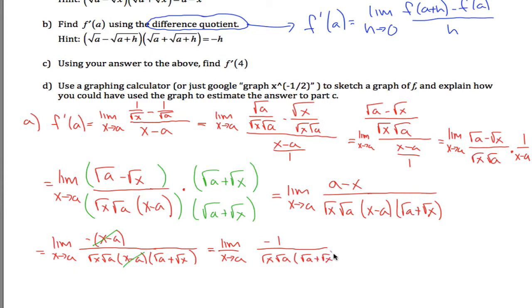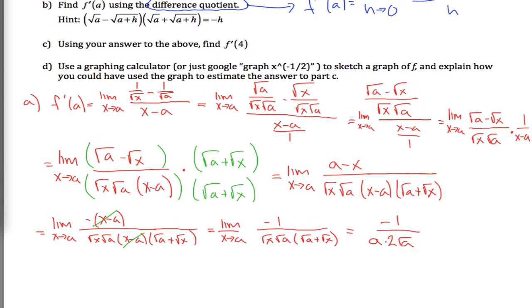plus root x. Unfortunately, this is a limit I can evaluate. I can change all the x's into a's, and I won't get 0 over 0. I'll get negative 1 divided by, see, root a times root a is just a. Root a plus root a, because I'm changing all the x's into a's, is 2 root a. So, I don't know, something like this would be one way you could write the answer.